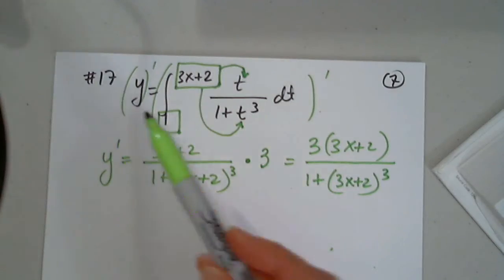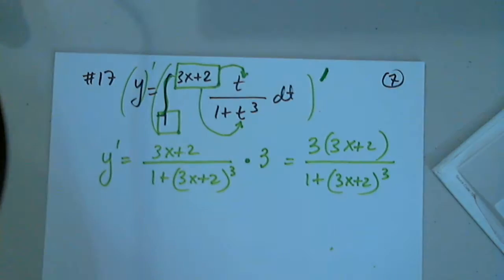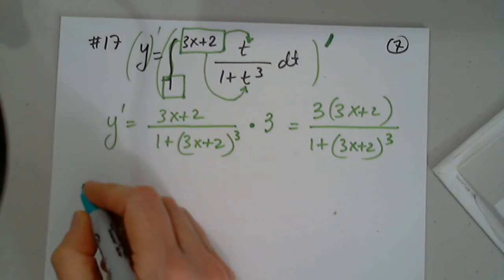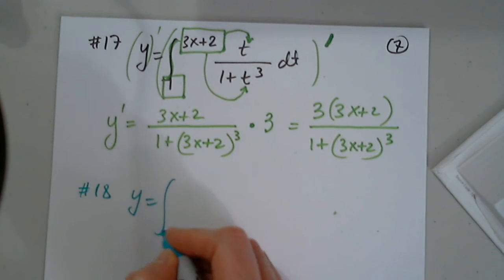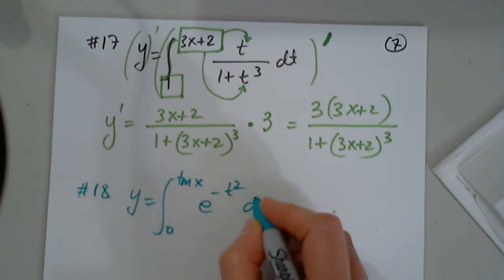That's it. So this is 3 times 3x plus 2 over 1 plus 3x plus 2 to the third. We are only showing that differentiation and integration are inverse operations. Next one, we need at least another one or two, maybe. Some of them are getting a little bit more complicated. In a moment, we're going to get to those examples. So anything else you would like to choose from these? We try 18. 18 it is. So we have y equals the integral from 0 to tangent x of e to the negative t squared dt.